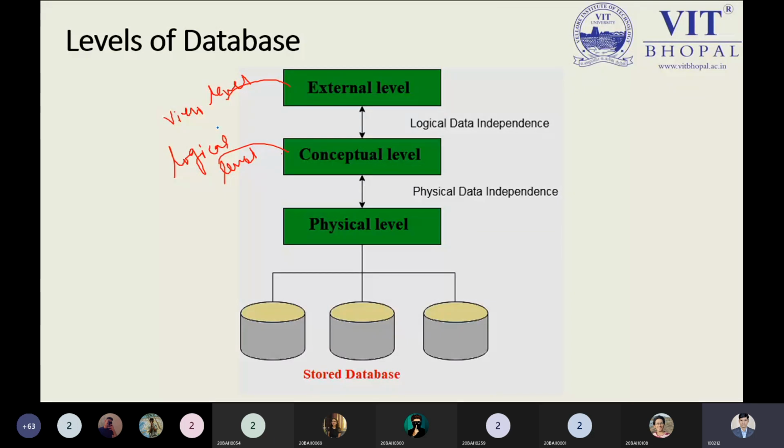In the stored database, we can have a huge amount of data. In our databases, we are not having just one database; we are talking about interrelated data. So we are talking about a database management system, which can have many databases. That's why here we have 3 databases, for example.